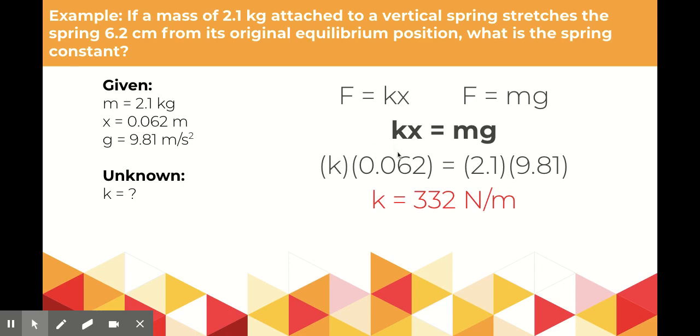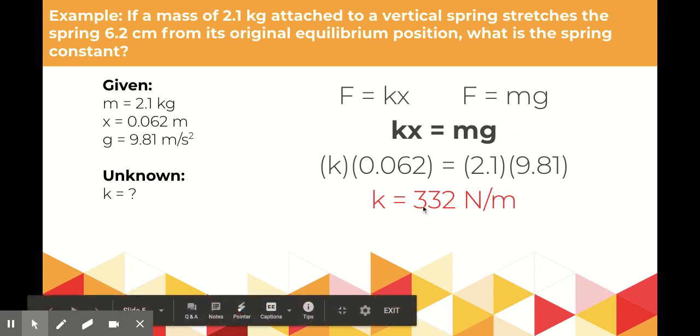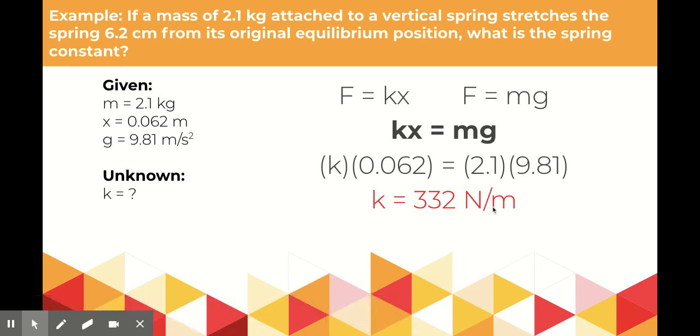We're going to have K times the displacement, so that equals the mass times the gravity. And this is going to tell us that our spring constant for this specific spring is going to be 332 Newton meters. Okay, so this will always be dependent on the type of material and the shape of the spring, like if it's tightly coiled or loosely coiled.